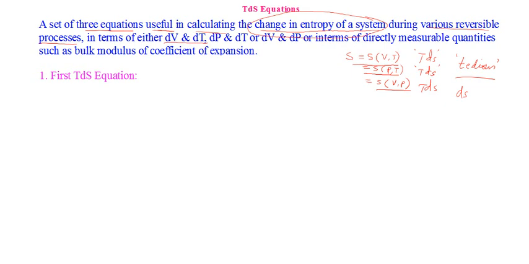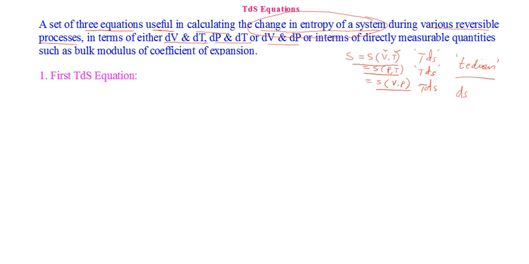That's what I have told you. Either dV and dT, or dP and dT, or dV and dP. So there are three choices left, and each of these choices will give you one TdS equation. That's why I told you there are altogether three TdS equations, but your syllabus and your textbook will be discussing only two. So never think that it's only two.